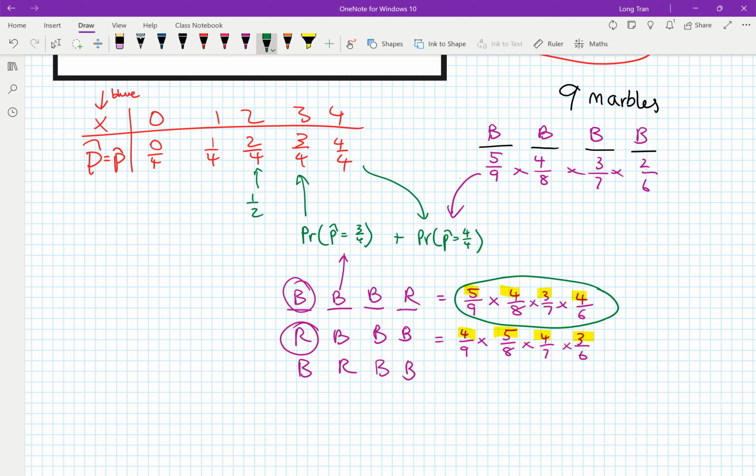So that's method 1. Method 2 in your textbook for small population suggests you to use combinations. So in my case, if I were to do this, let's do it again.